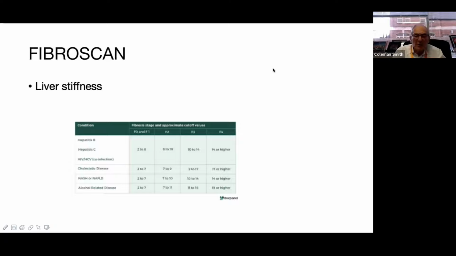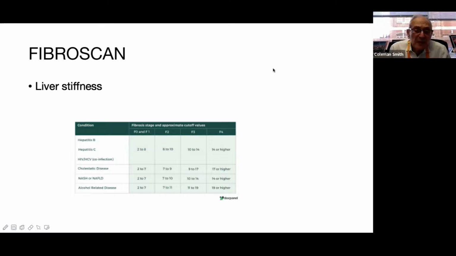And I don't know whether this projects well or not, but basically depending upon the type of disease and the FibroScan number that you get out, you can estimate whether they have F0 to F1, which is minimal fibrosis, F2, which is mild fibrosis, F3, which is severe fibrosis, or F4, which is cirrhosis.